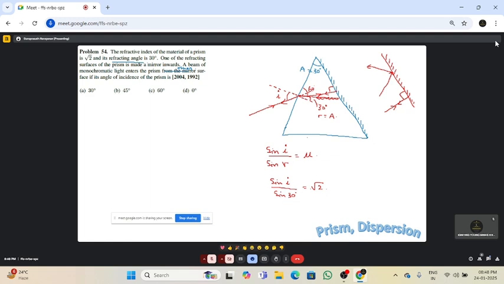So sin 30 is 1 by 2. So 1 by 2 will come over here. So sin I is equal to root 2 by 1 by 2. So this will cancel, and it becomes 1 by root 2. So that means I should be 45 degrees. Okay.